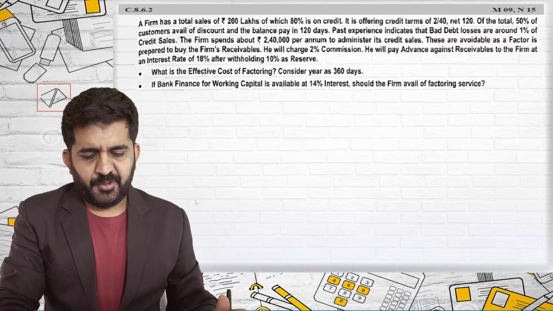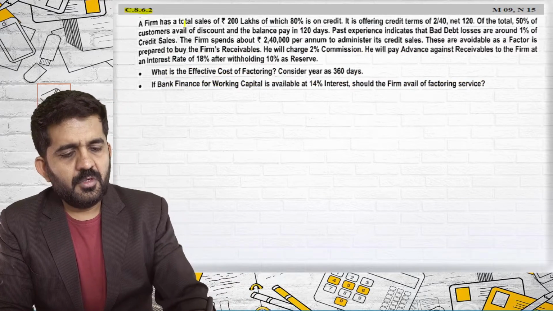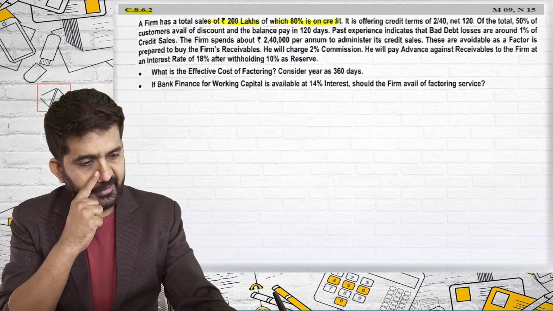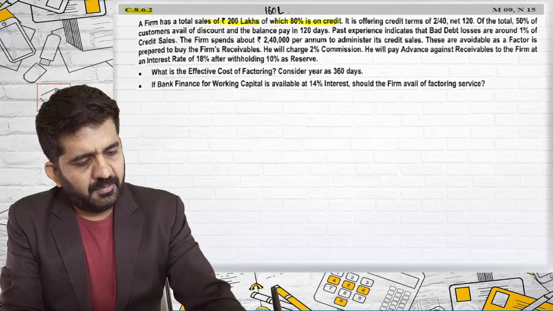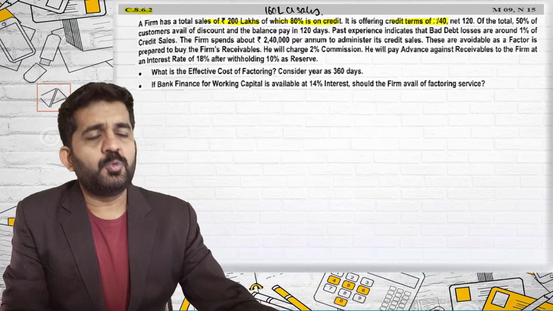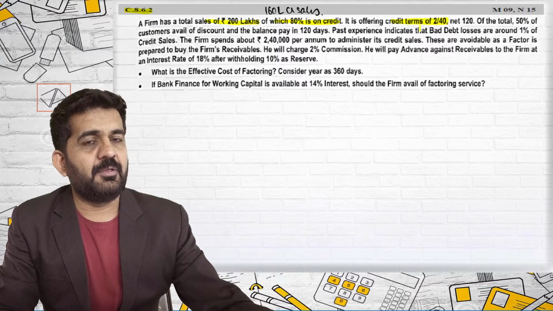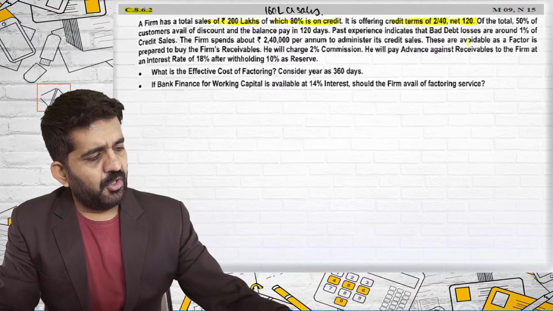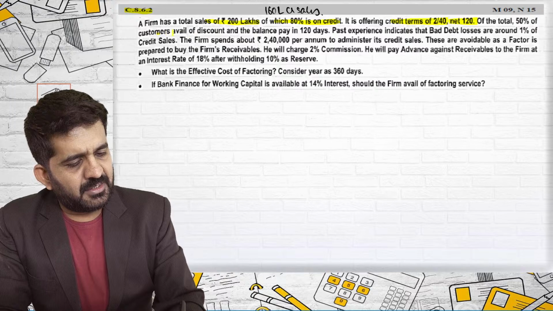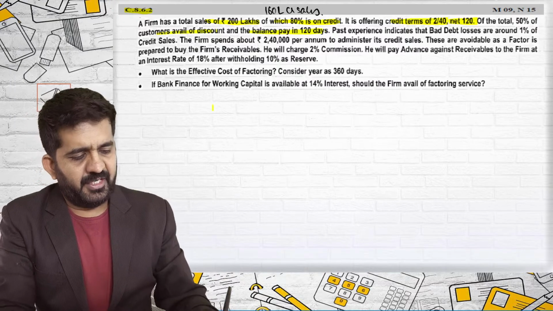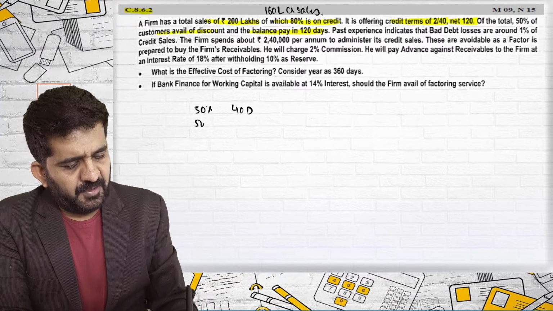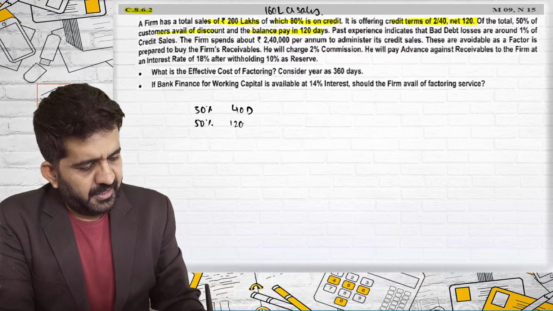Second question, C 8.6.2. A firm has a total sales of 200 lakhs, of which 80% is credit. So 160 lakhs will be credit sales. It is offering credit terms of 2/40, net of 120. If you pay in 40 days, we will be giving you 2% discount. Of the total, 50% of customers avail the discount and balance pays in 120 days.